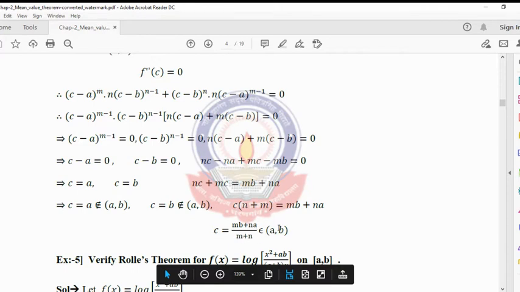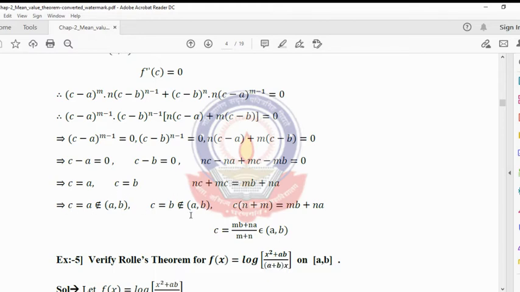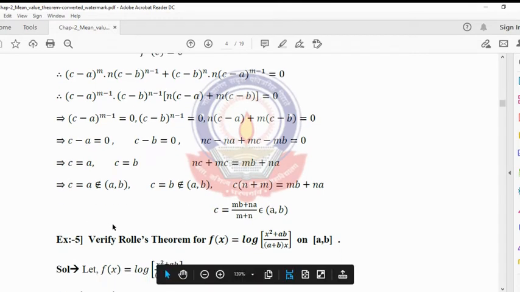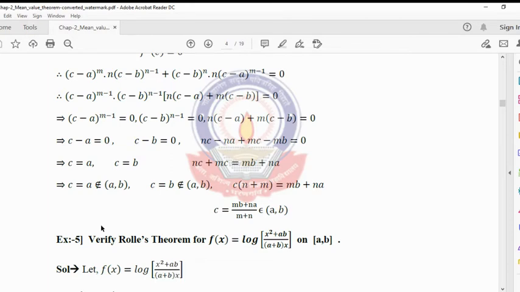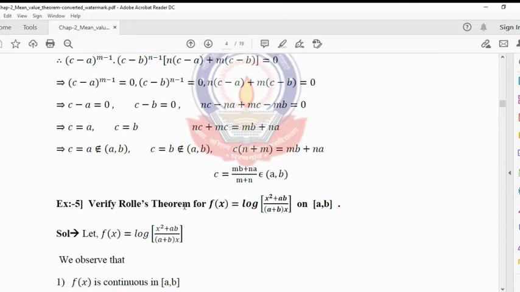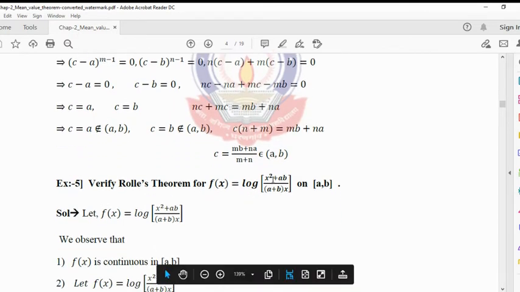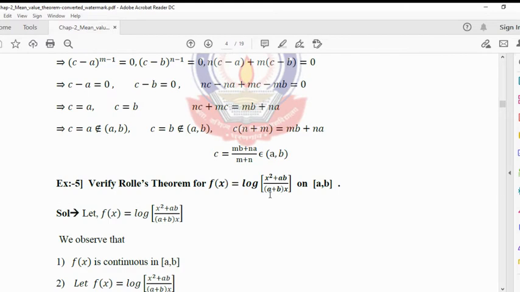This belongs to open interval ab, because c is not equal to a and c is not equal to b, so c belongs to open interval ab. So this shows that Rolle's theorem is satisfied for this function also. Okay, now example five: verify Rolle's theorem for f of x is equal to log of x square plus ab upon a plus b into x on closed interval ab.